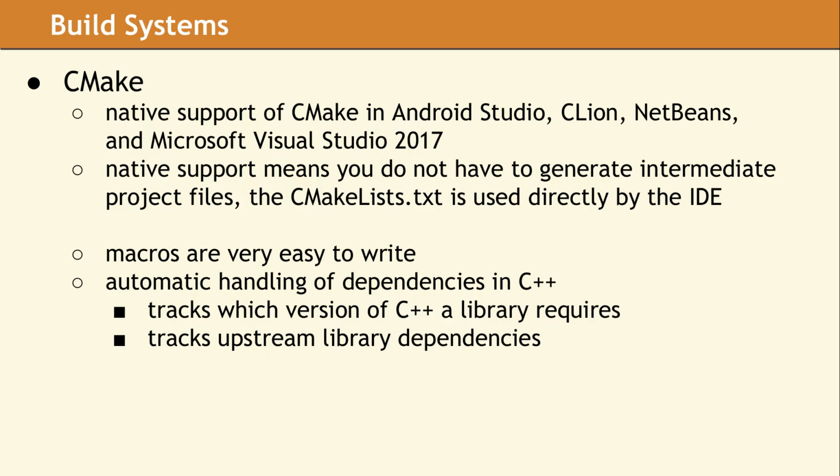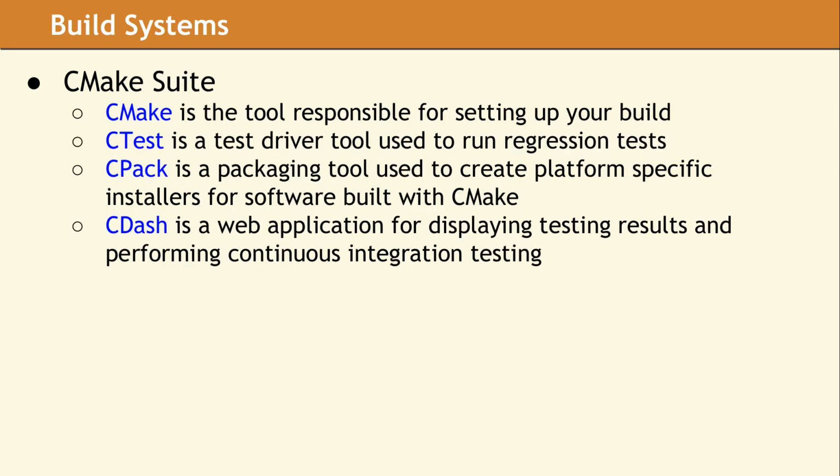CMake also has excellent handling for dependencies, in that it understands which version of C++, which include files, which libraries, which functionality each build target requires, and it can propagate that information to downstream build targets automatically. CMake is the central tool used for building a project. The other tool you should take a look at is CPack. This is used for packaging and distribution of your binaries.